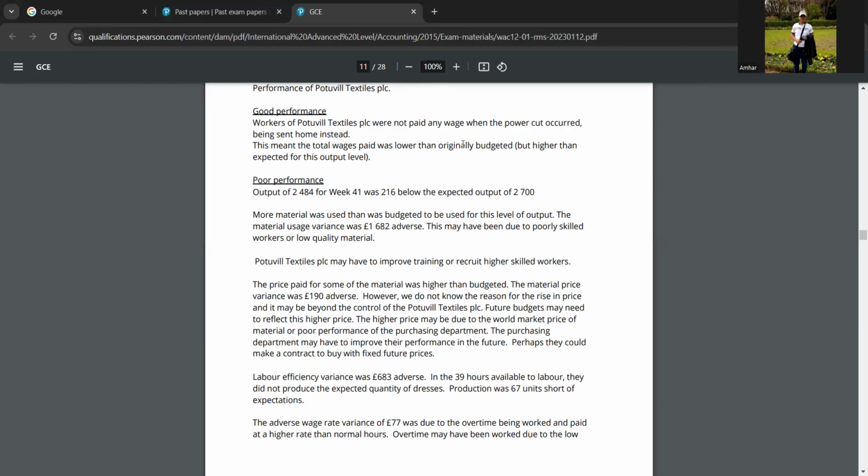So that's a good thing, right? Because if the wages paid are low, then the expenses of the company will be low. So when the expenses are also low, the profits will be high, right?